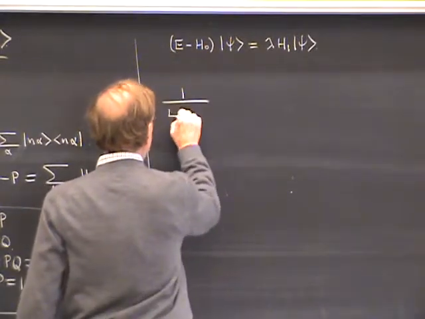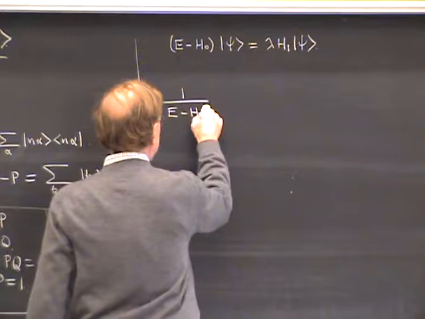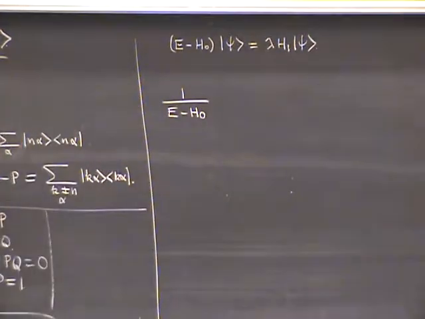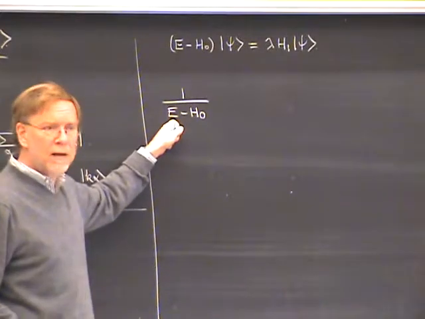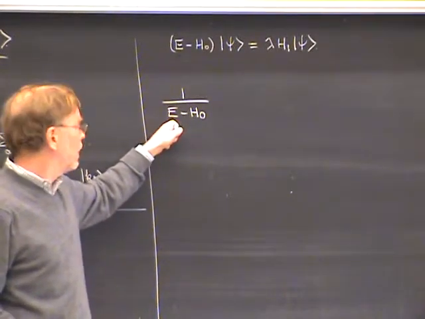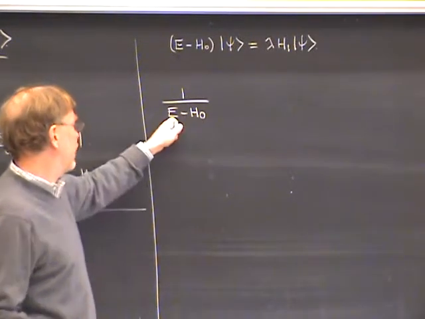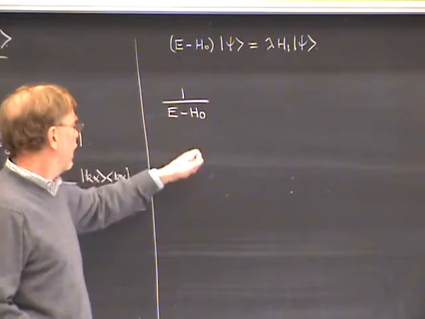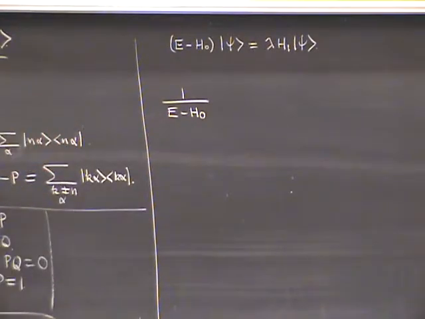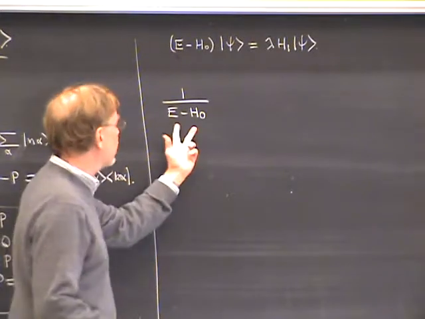So let's consider this operator, 1 over E minus H0. This is an example of a function of an operator. E here is just a number. This is the exact energy eigenvalue, to remind you. We don't know what E is yet, but at least it's just a number. And H0 is the unperturbed Hamiltonian, which we do know all about. So this is an example of a function of an operator.